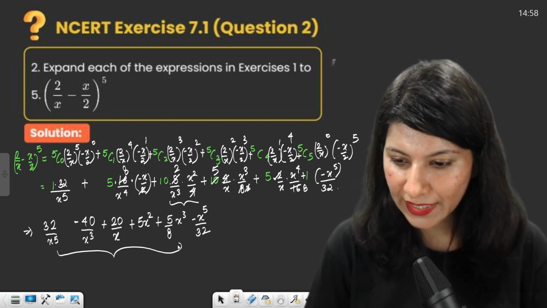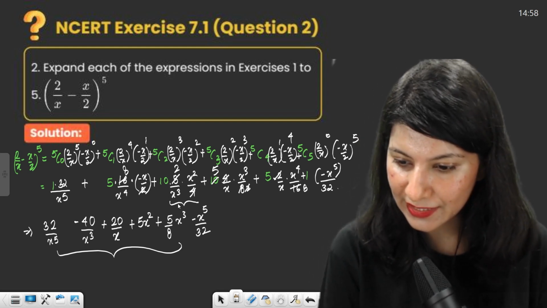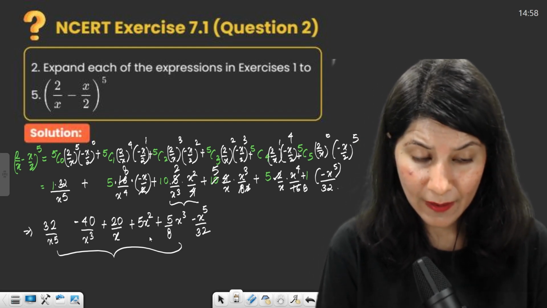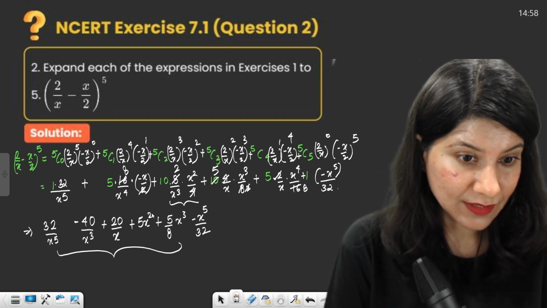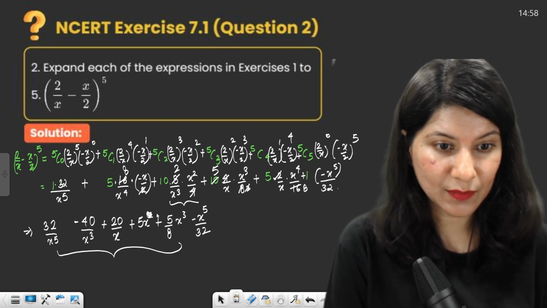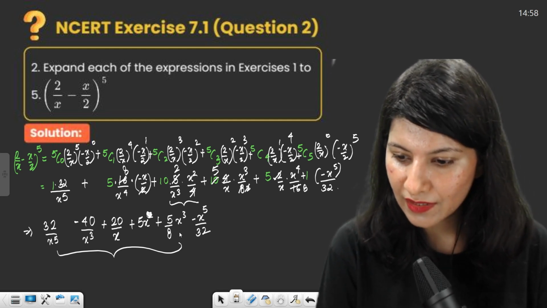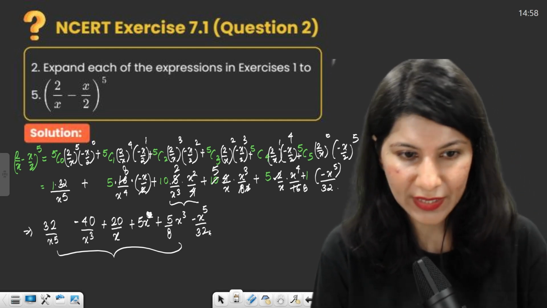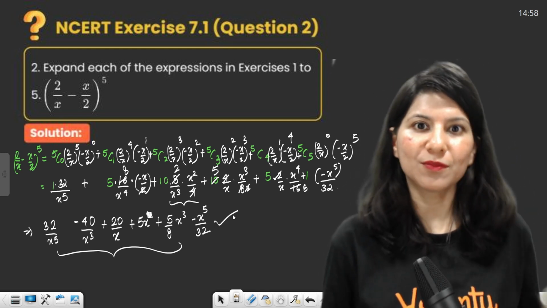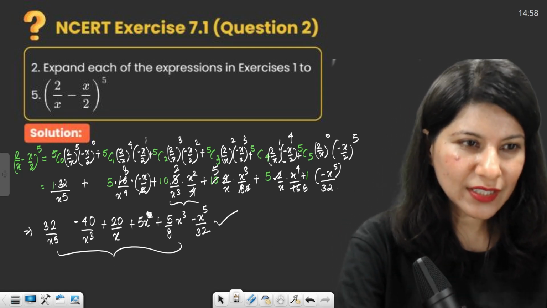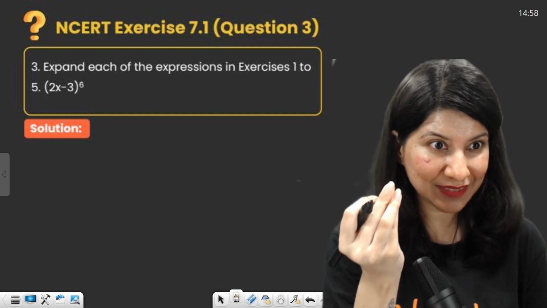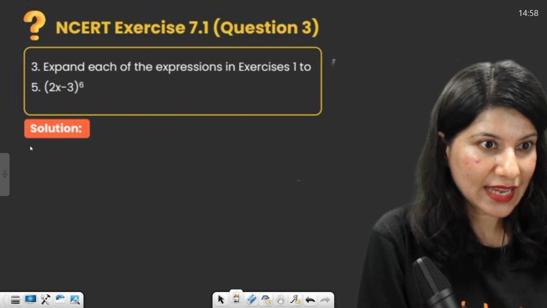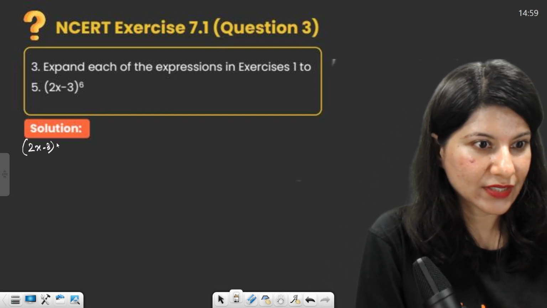So 32 by x raised to power 5 minus 40 by x cube, 20 by x minus 5x, not square, it's just x. Then we are having 5 by 8 x cube minus x raised to power 5 by 32. Done, right? So in this question, we have to be a little bit more precise and attentive because one power mistake can give you a lot of errors.